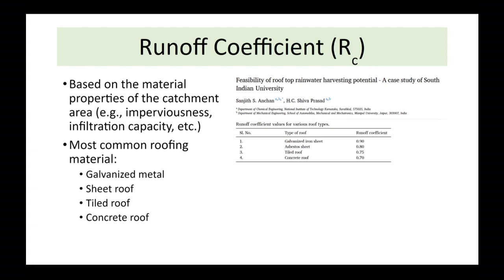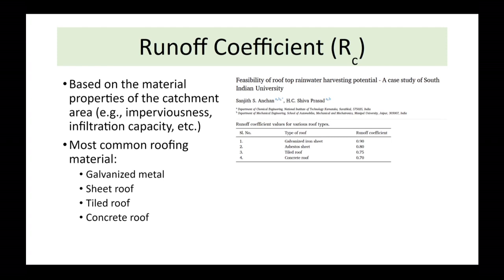The last part of the rainwater harvesting equation is the runoff coefficient. And the runoff coefficient is just based on the material of the catchment area. This shows the imperviousness of the material and infiltration capacity. As you can see on the right-hand side, you do have some runoff coefficient percentages. So if you have a galvanized iron sheet metal roof, then 90% of the water that falls onto that catchment will run off and is available for you to capture.